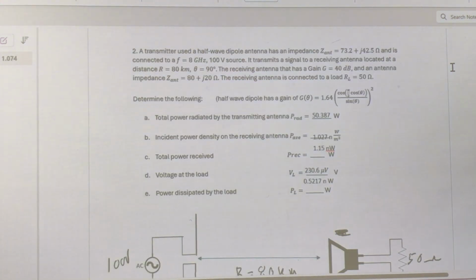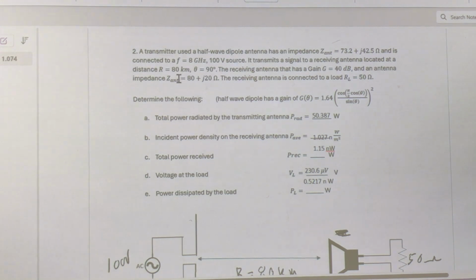That it has a gain of 40 dB. 40 dB is 10,000, right? It's 10 to the 4th. 40 dB is 10 to the 4th. 30 dB, 10 to the 3rd. 20 dB, 10 squared, and so forth. So this is going to be a gain of 10,000, not 40.